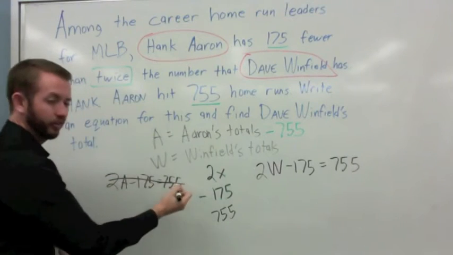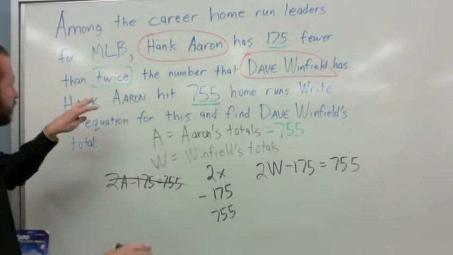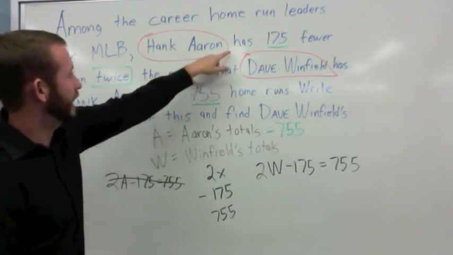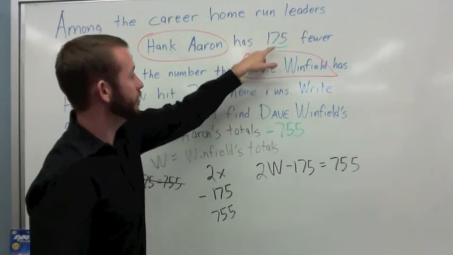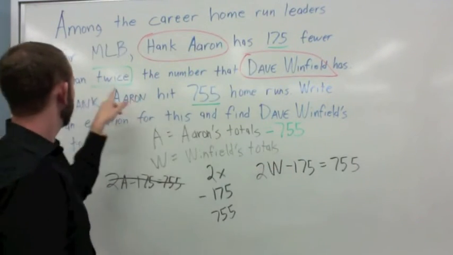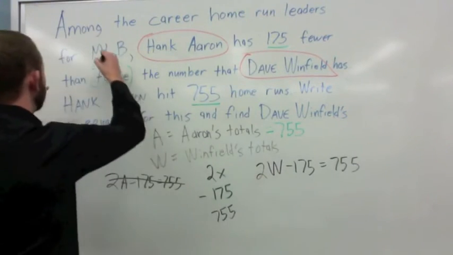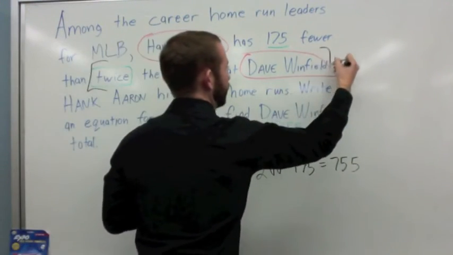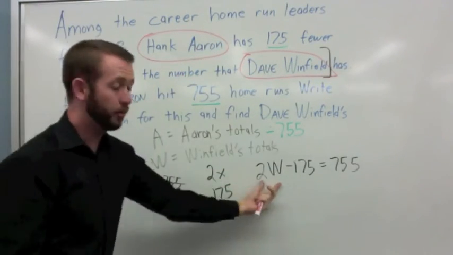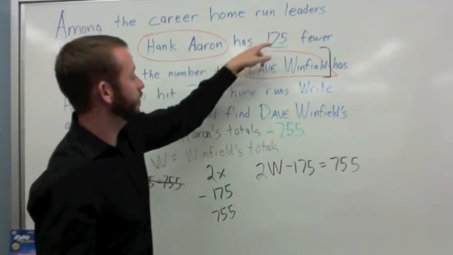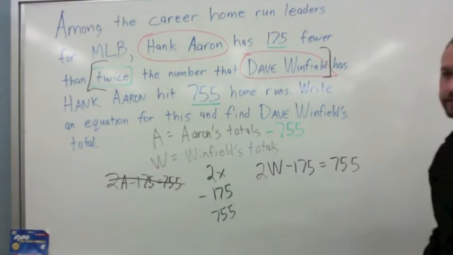This one's no good for us. Let's see if this makes sense again. Just check to make sure the equation makes sense. Hank Aaron has 755 home runs. He has 175 fewer than twice the number that Dave Winfield has. Twice the number that Dave Winfield has is a whole statement. That's 2W. 175 fewer than twice that. So this is our equation: 2W minus 175 equals 755.